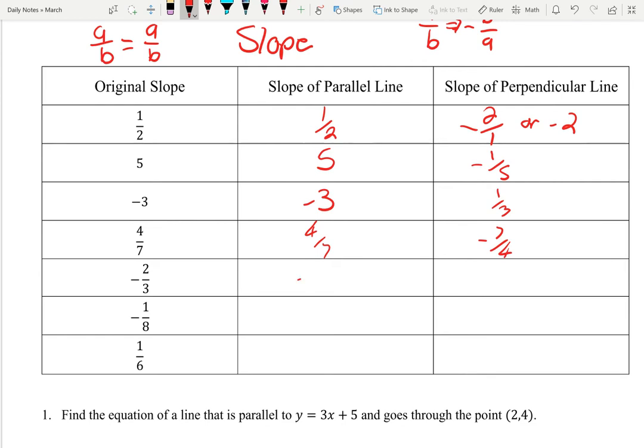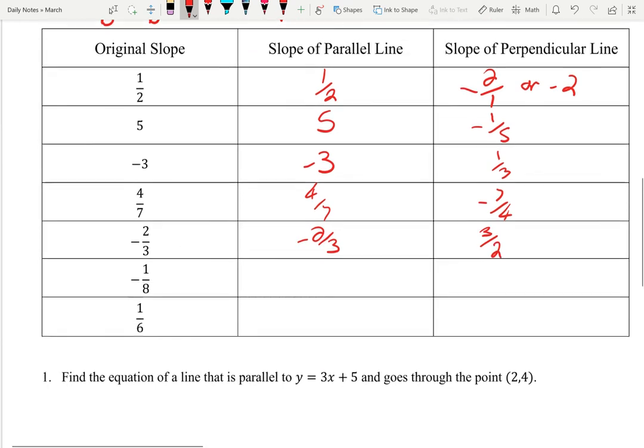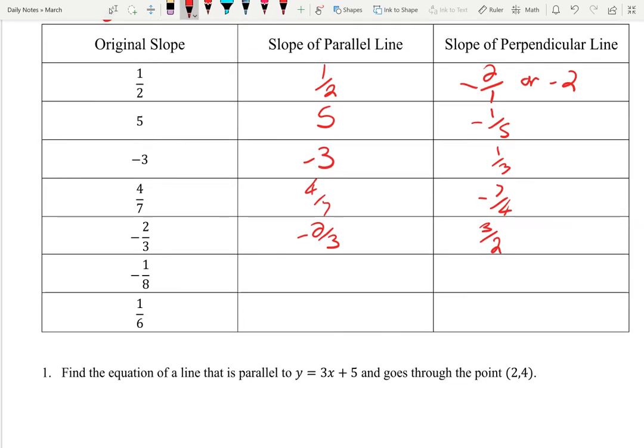Negative 2/3 parallel would be negative 2/3. Again, same exact slope. Perpendicular, though, would become positive and then 3 over 2. For negative 1/8, the parallel would be negative 1/8 again, because remember it's the same exact slope. But for perpendicular, it'd be a positive 8 over 1, which is the same as just regular 8. And then last but not least, parallel to 1/6 would be 1/6, but the perpendicular one would be negative and reverse it, so negative 6 over 1, which would be negative 6.